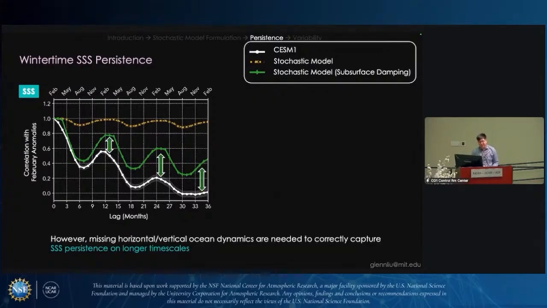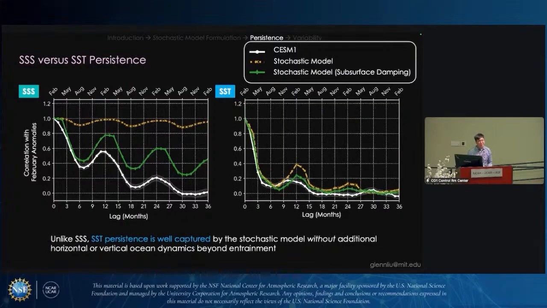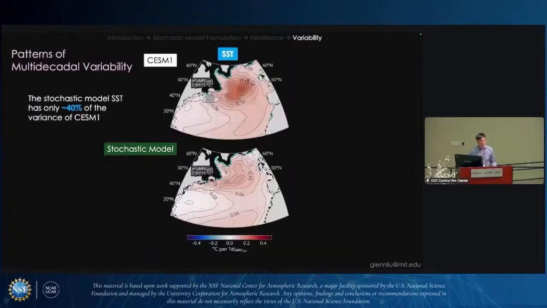And I just wanted to bring in SST. As I mentioned earlier, the stochastic model does a much better job with SST, but you can see the importance of subsurface damping really comes in for salinity. So we've been talking about persistence. But what about variability and the amplitude of variability and its patterns?